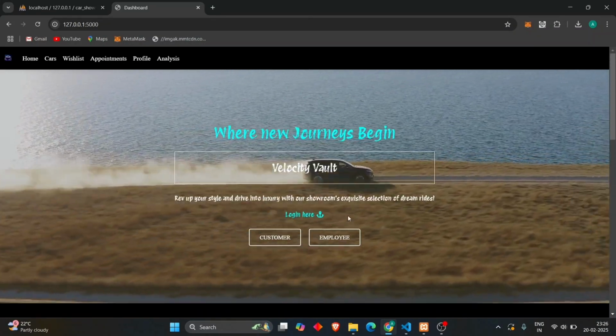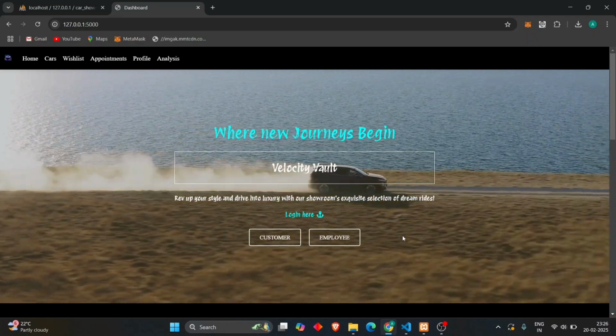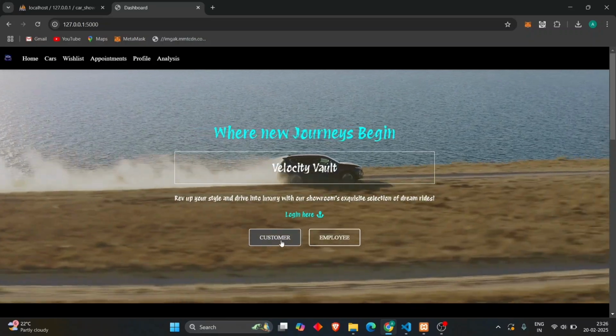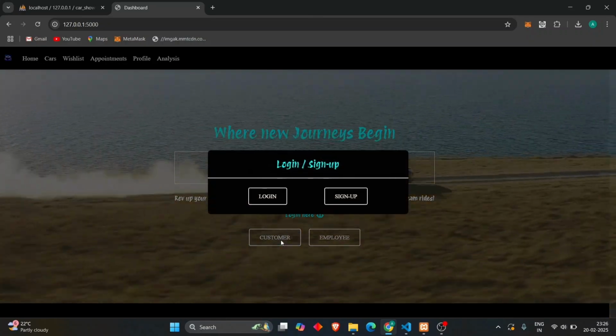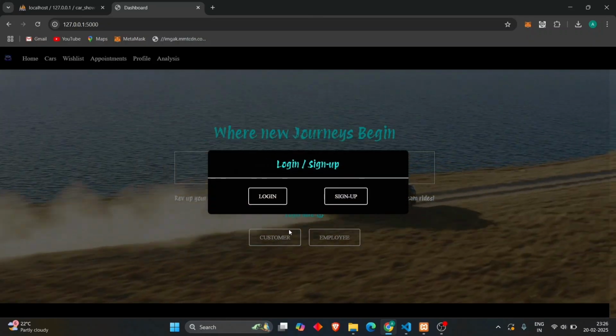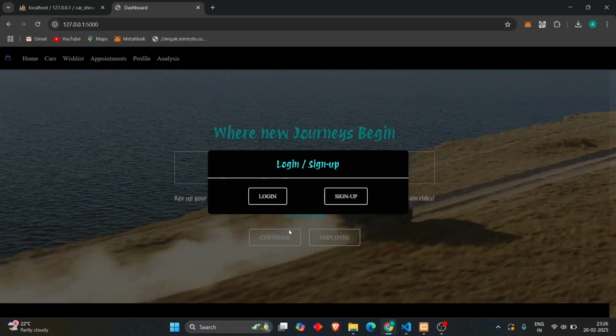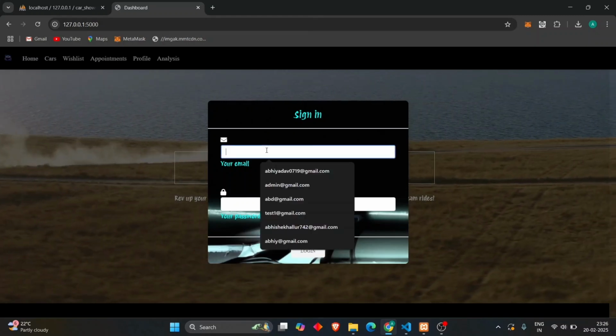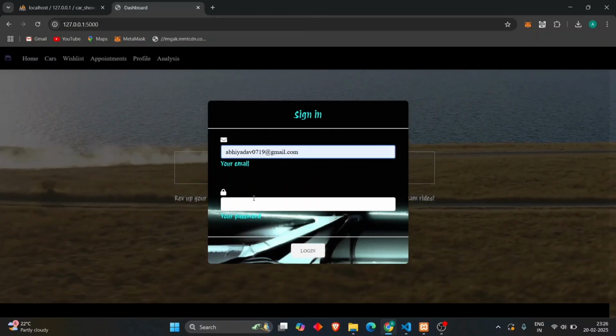We have implemented two logins here. One is for the customer, and one is for the employee of the showroom. So let's see the customer login. Once you click on customer, you get two things: login and sign up pages. So I log in with my credentials over here.